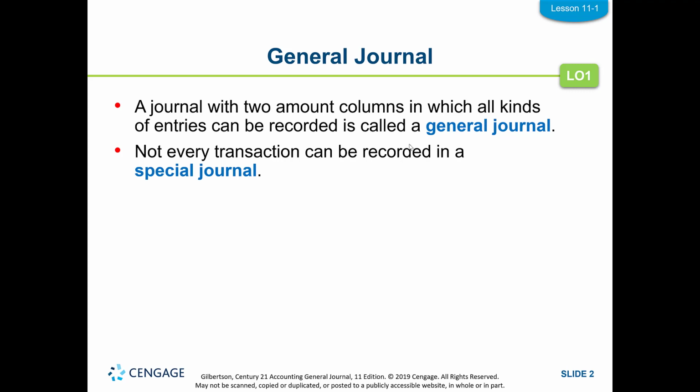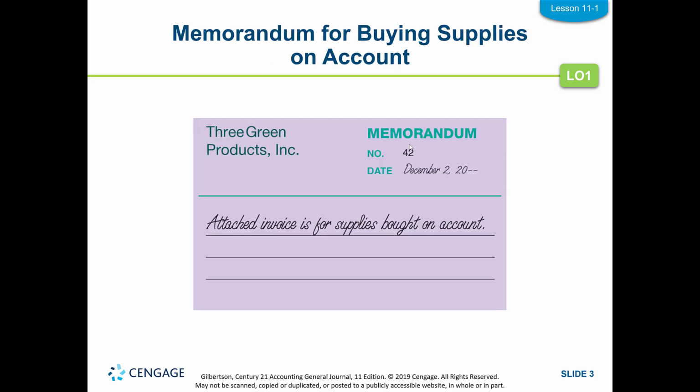So when we take a look at a general journal, our general journal is a journal with 2 amount columns into which all kinds of entries can be recorded. Now we know we've already worked with several special journals. We had our sales, our purchases, cash receipts, and cash payments. So we have 4 special journals, and general journal is not a special journal.